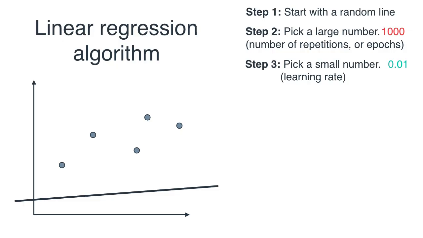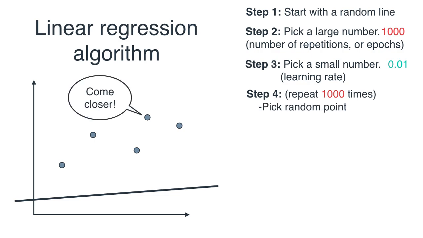Step 4 is a big loop. So we're going to repeat something many times, 1,000 times, the number of epochs. And what are we going to repeat? First, we're going to pick a random point. The point says come closer, so we're going to move the line towards the point.